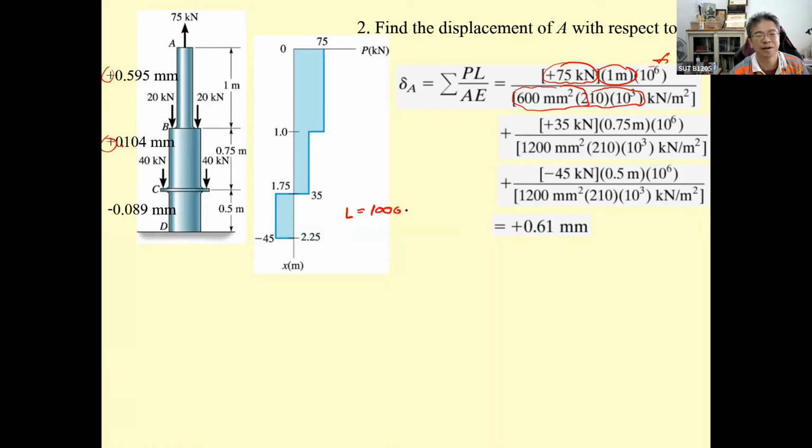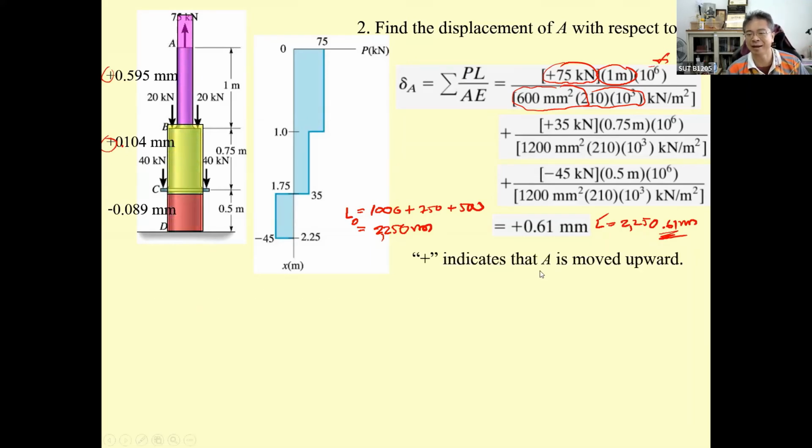And then the L from the start is 1,000 plus 750 plus 500, so the original length is 2,250 millimeter. By doing this, the new length is going to be 2,250.71 millimeter, and you can see it must be very small. The plus means it moved upward, elongation.